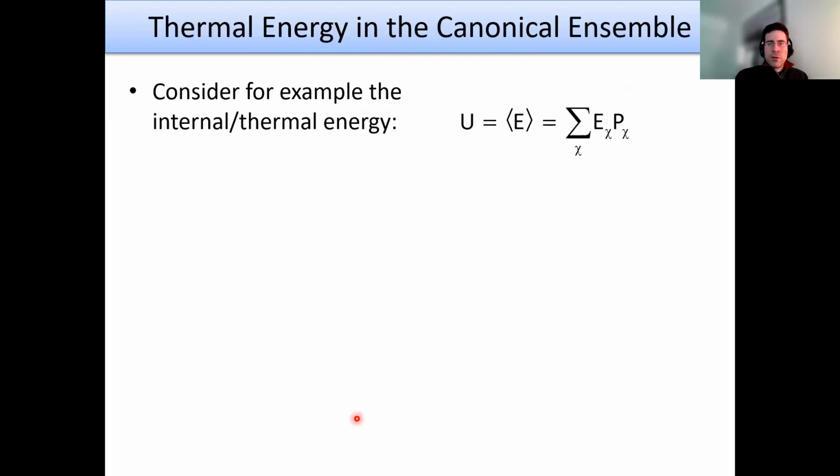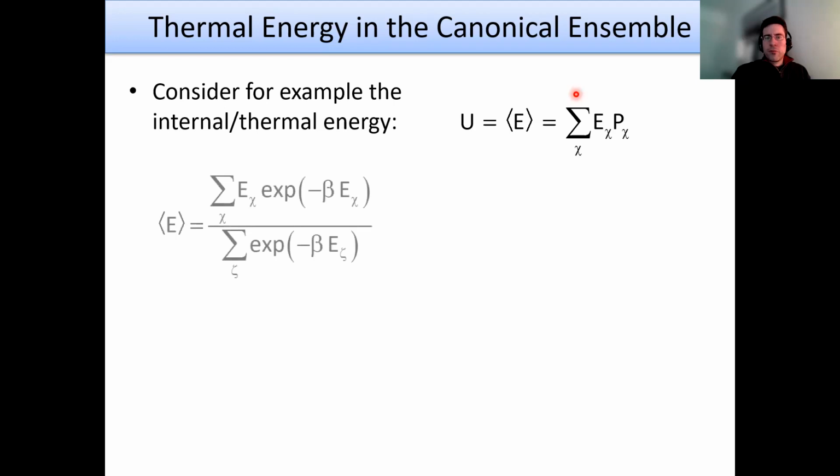Okay, so let's look at an example. We would like to derive the internal or thermal energy of a system that exists in the canonical ensemble. So a system which has a fixed number of particles, fixed volume, and known temperature. So how do we do this? Via averaging. U is going to be equal to the average energy, and this is equal to the sum over all the states of the energy at that state times the probability that we will visit that state. Simple. So this is just an averaging operation.